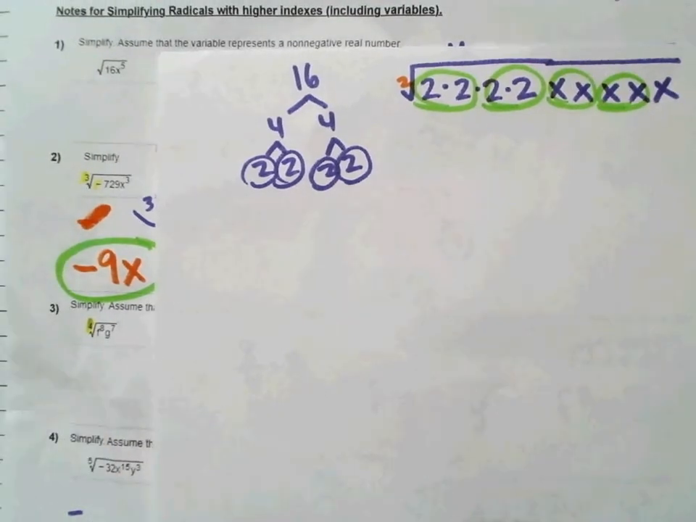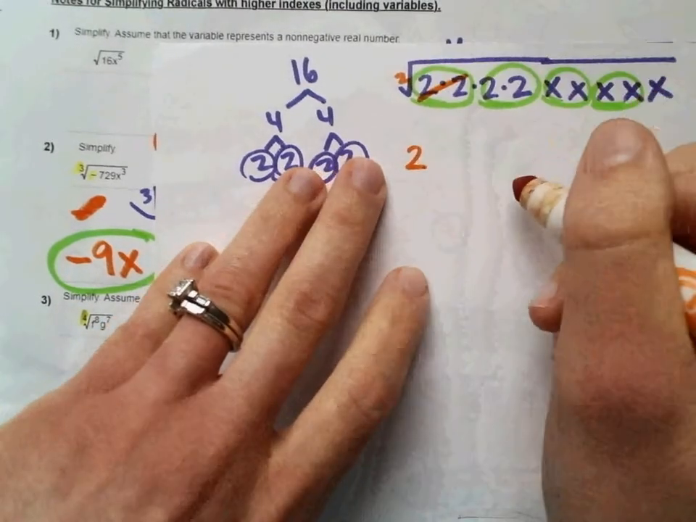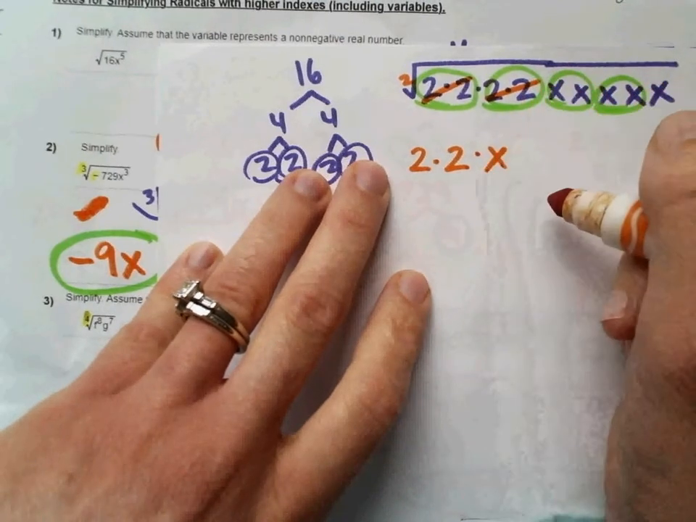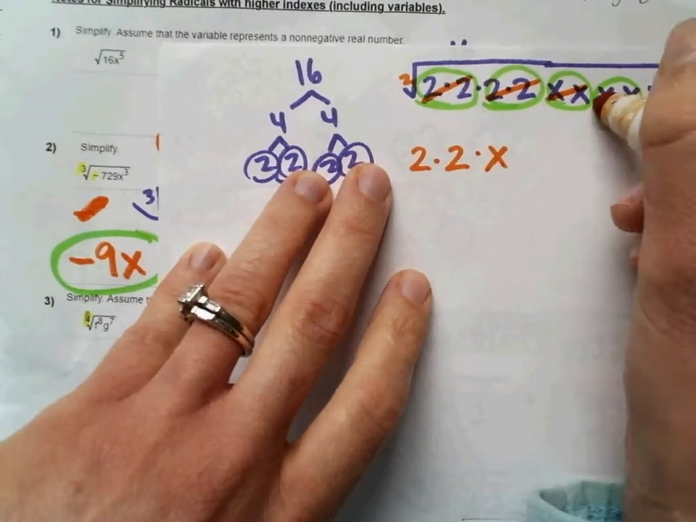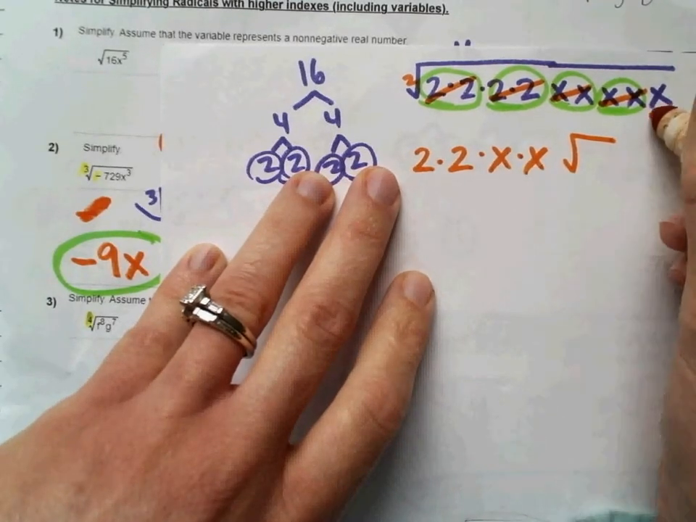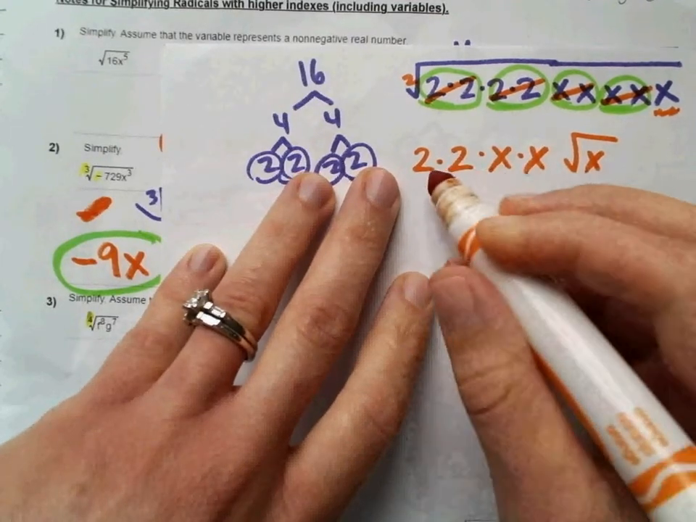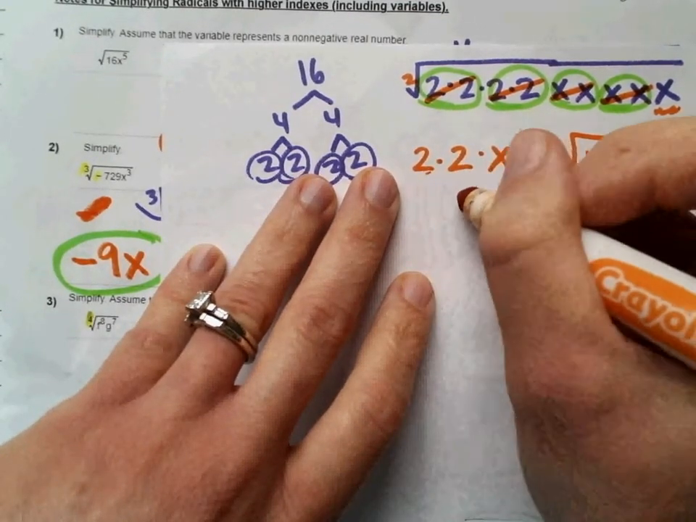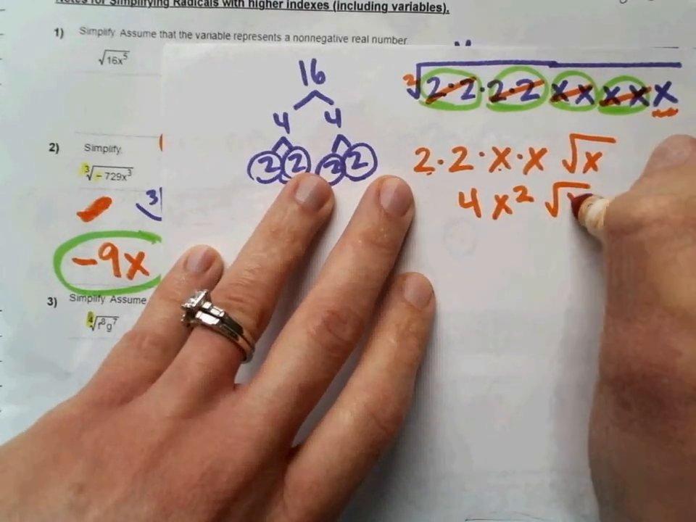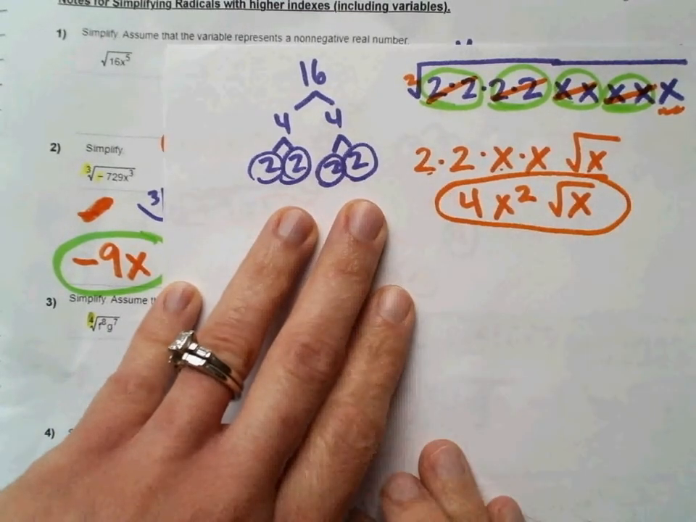Alright, so now we're going to take a pair here, so a 2 comes out, cross them off. Another pair, 2 comes out, cross them off. Pair of x's, so an x comes out, and another pair of x's, so another x comes out. And then the only thing left under the square root right now is this lonely x. Alright, last thing you gotta do is make this look nicer. 2 times 2 is 4, x times x is x squared, and then we have square root of x left. So, final answer right there is 4x squared square root x.